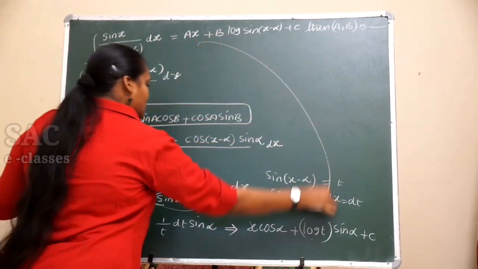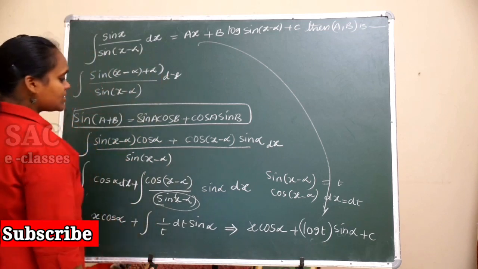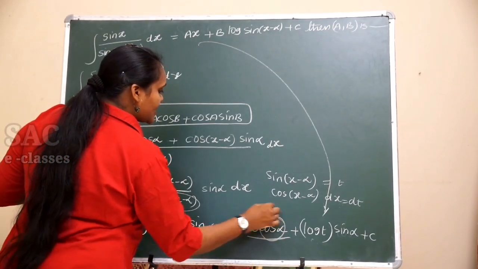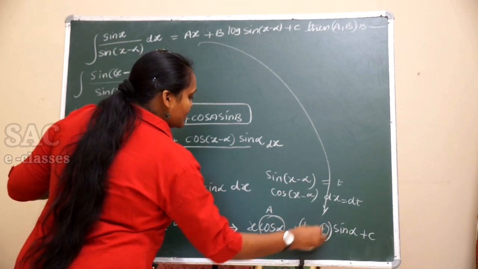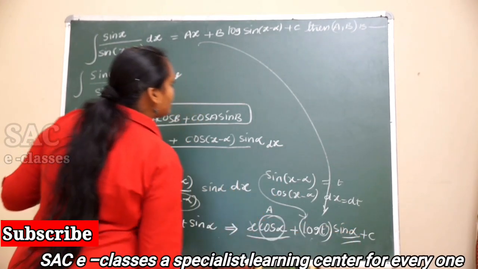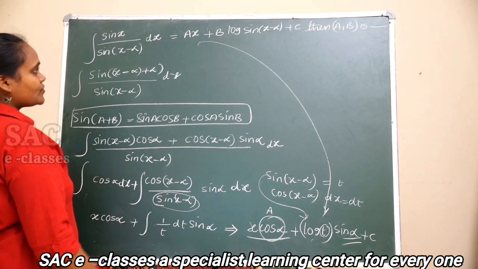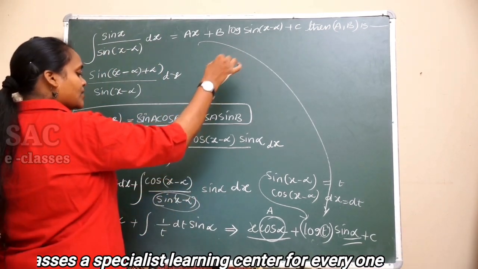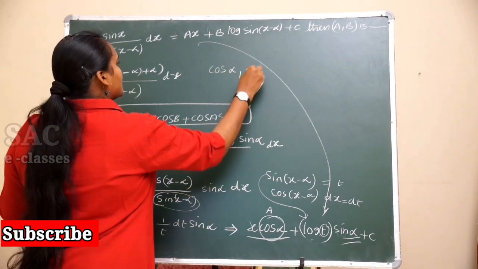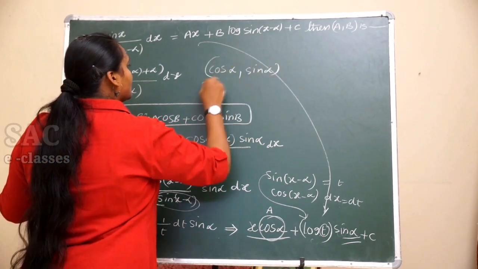Now just equate this one: x cos α, that means it is log t. T means sin(x − α). So what is left over? Sin α. So what is the ordered pair a comma b? Clearly cos α comma sin α. In that way we can find it out.